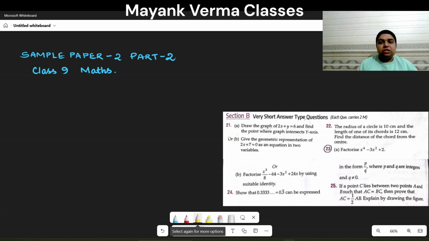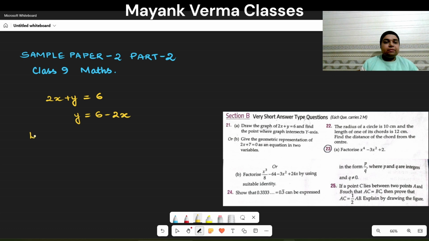In the 21st question, it is saying: draw the graph of 2x plus y is equal to 6 and find the point where the graph intersects the y-axis. When we need to draw a line on a graph paper, we need some coordinate points. So we can simply write one variable in terms of another variable. I can write y is equal to 6 minus 2x. Now I will assume some values of x and find the value of y.